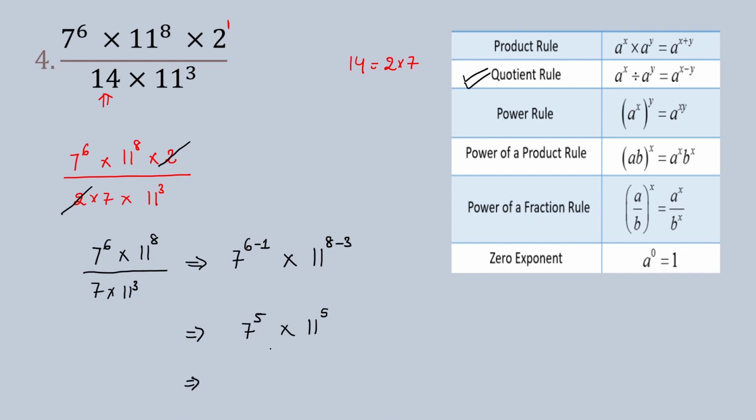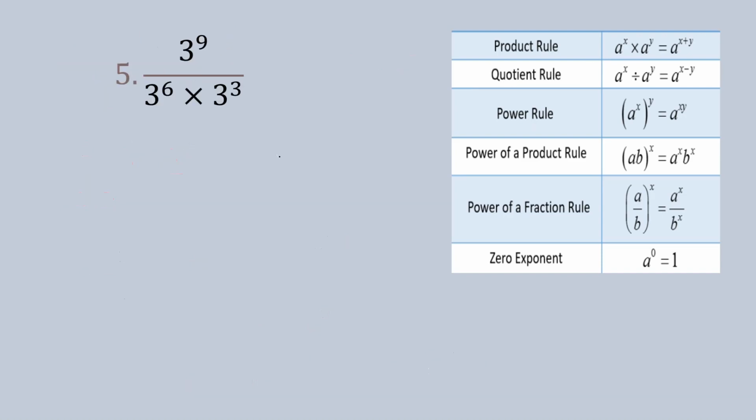Can we apply any other law? Bases are different but exponents are same. So here we can apply this power rule where we merge the bases keeping the exponent same, because that is common. This will give you 77 raised to the power 5. Now you can keep this as it is because base as well as exponents are bigger.